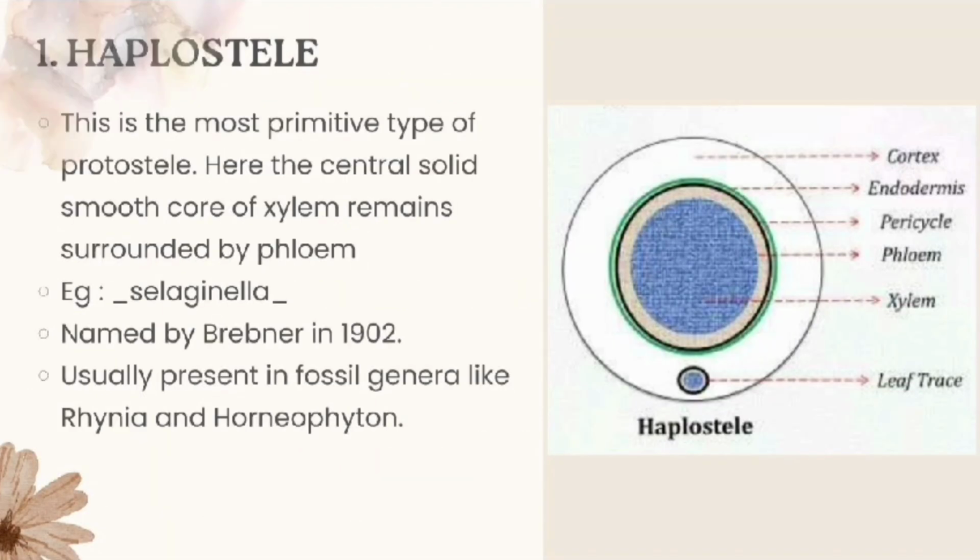First, haplostele. This is the primitive type of protostele. In this, xylem is present in the center and that is surrounded by phloem. This was named by Brebner in 1902. Example, Selaginella. It is usually present in fossil genera like Rhynia and Horneophyton.